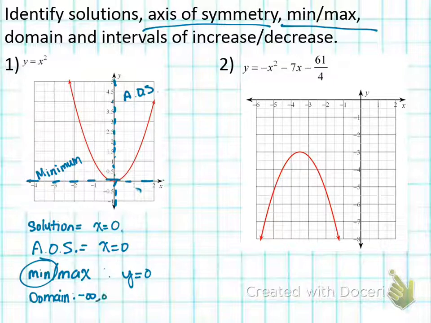And it goes to the right, and there's an arrow here at the right. It goes to positive infinity, and it never really touches infinity, so we use parentheses. And by the way, this answer is always the same for quadratics, the domain.